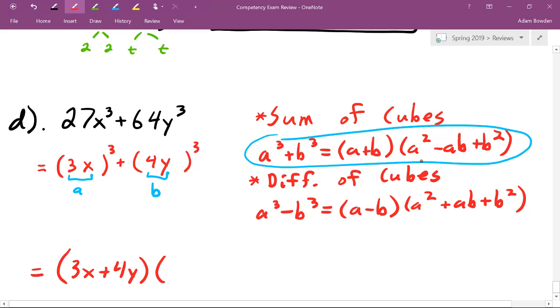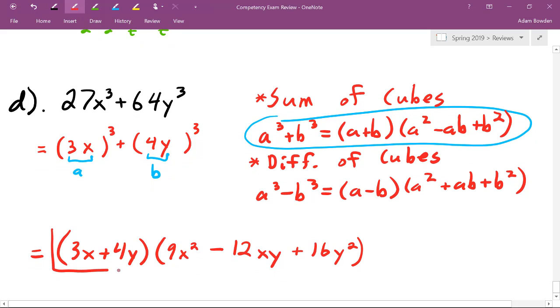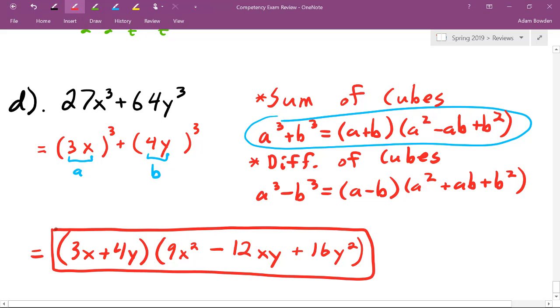times, we see a squared. Well, 3 squared is 9, and when we have x along with it, that would be x squared, minus ab. So a and b multiplied together, 3 times 4 is 12, and we have xy together. Then lastly, b squared. The 4 squared is 16, and then the y would also be to the second power. Okay, and then all this together is how the sum of cubes is going to factor.